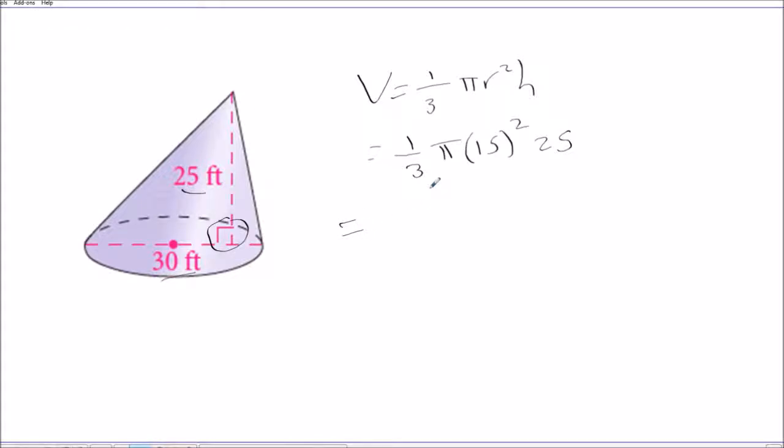So let's type these in the calculator now. So I get 15 squared times 25 divided by 3, and I get 1,875 pi cubic feet.